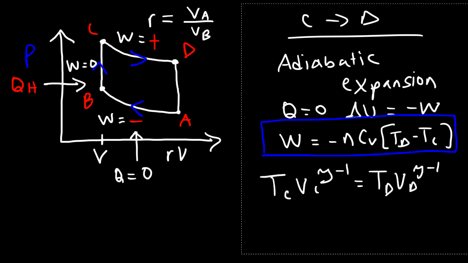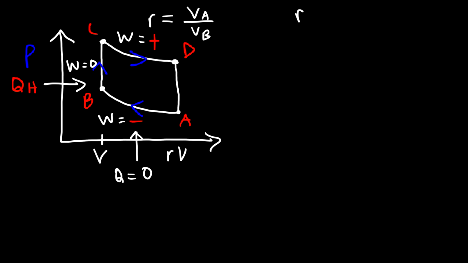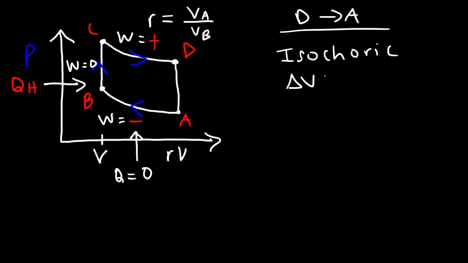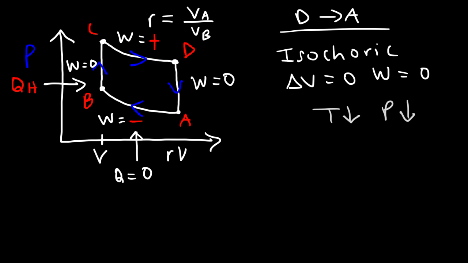Now for the last step, going from D to A, that's an isochoric process. The change in volume is 0 and the work is 0. So this time, the temperature is decreasing as we go from point D to point A, which means the pressure is decreasing. So at this point, heat energy flows out of the system into the cold reservoir. And so that's going to be QC.